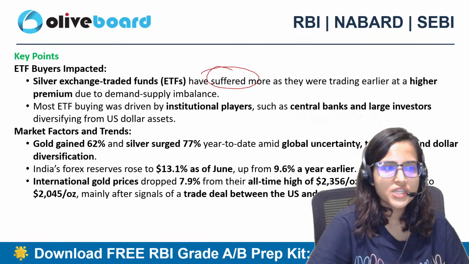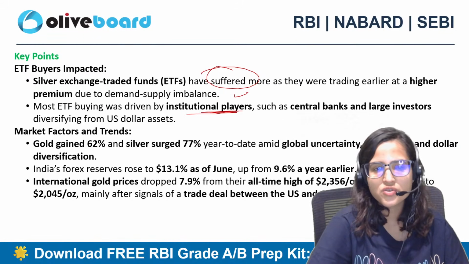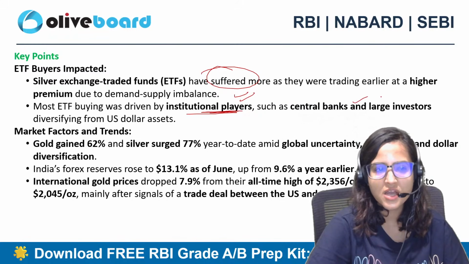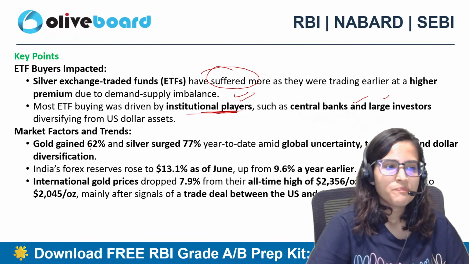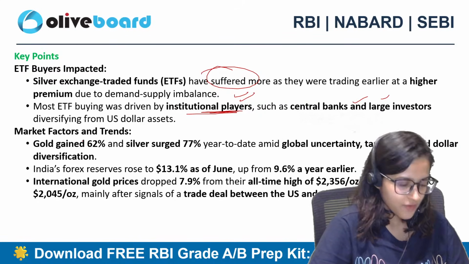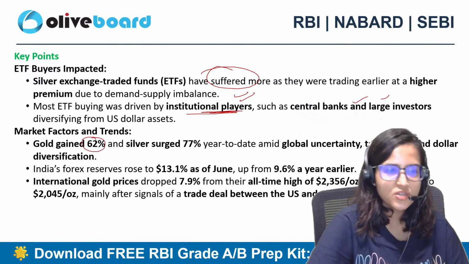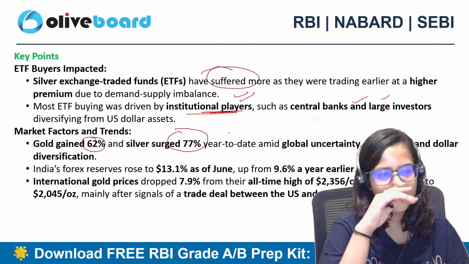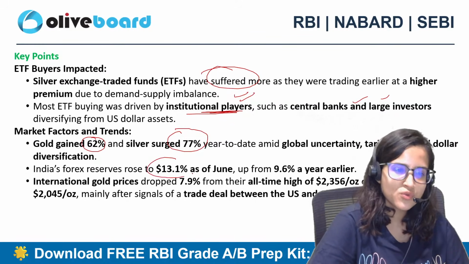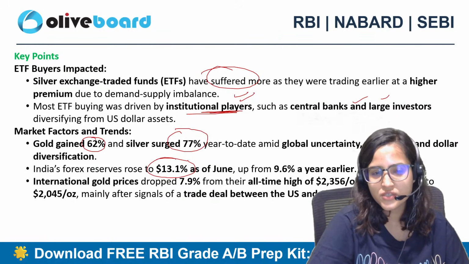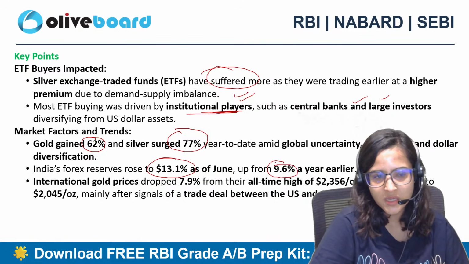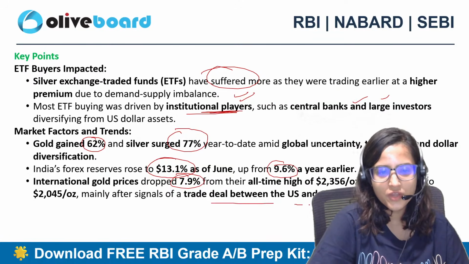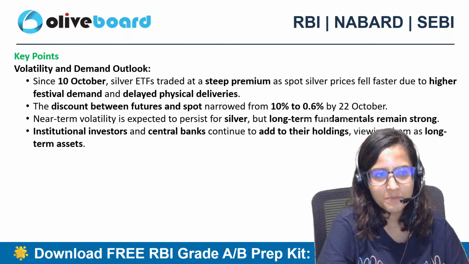ठीक है, most ETF buying was driven by institutional players, so it was more of the institutions who were buying the ETFs, like central banks, large investors and all, है ना. If I talk about market factors and trends, gold gained 62% and silver surged 77% year to date. If we talk about the overall trend, है ना, India's forex reserves rose 13.1% as of June, up from 9.6%. International gold prices dropped 7.9%. ठीक है, when there was a deal between US and China.